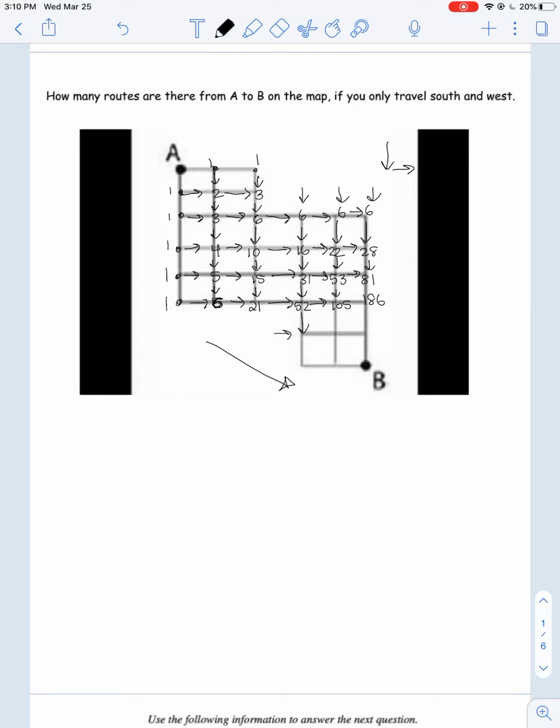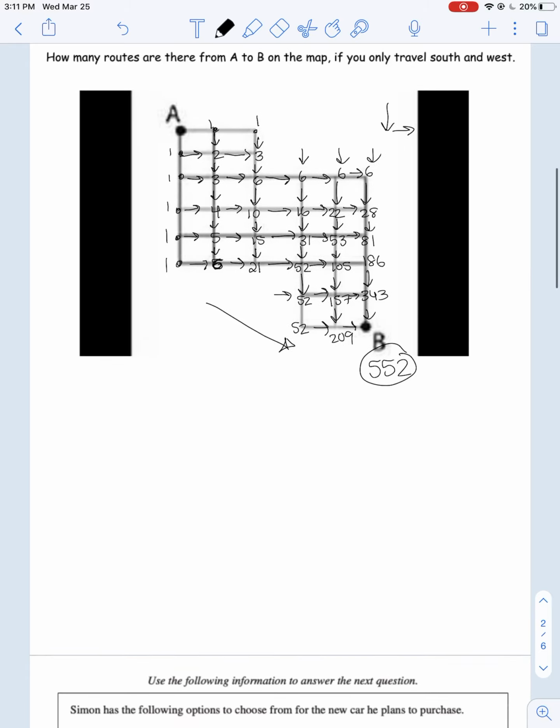Now here there's nothing coming towards it from the left, so it's just going to be a 52 continuing downwards. And then you'd say 105 added with 52, these two numbers, gives me 157. 157 plus 52, these two give you 209. And then coming downwards, 186 plus 157 gives me 343 from these two numbers. And then lastly, to get our answer, 343 plus 209 gives me 552 as my answer.